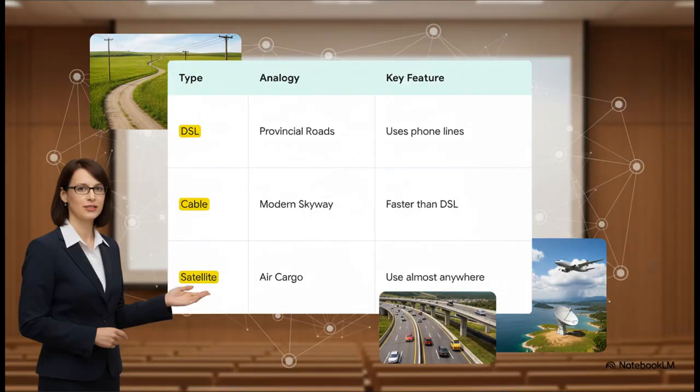First, there's DSL. It uses the phone lines that are already there. So think of it like using older provincial roads. It'll get you there, but it might not be the fastest. Then you have cable, from providers like Sky Cable. This uses TV cables which are built to handle heavy data. This is your modern, dedicated Skyway, perfect for high-speed stuff like streaming and, of course, telemedicine. And finally, there's satellite. This is like air cargo. Its biggest advantage is it can reach the most remote islands and rural spots, but it can be a bit slower and sometimes the weather can affect it.